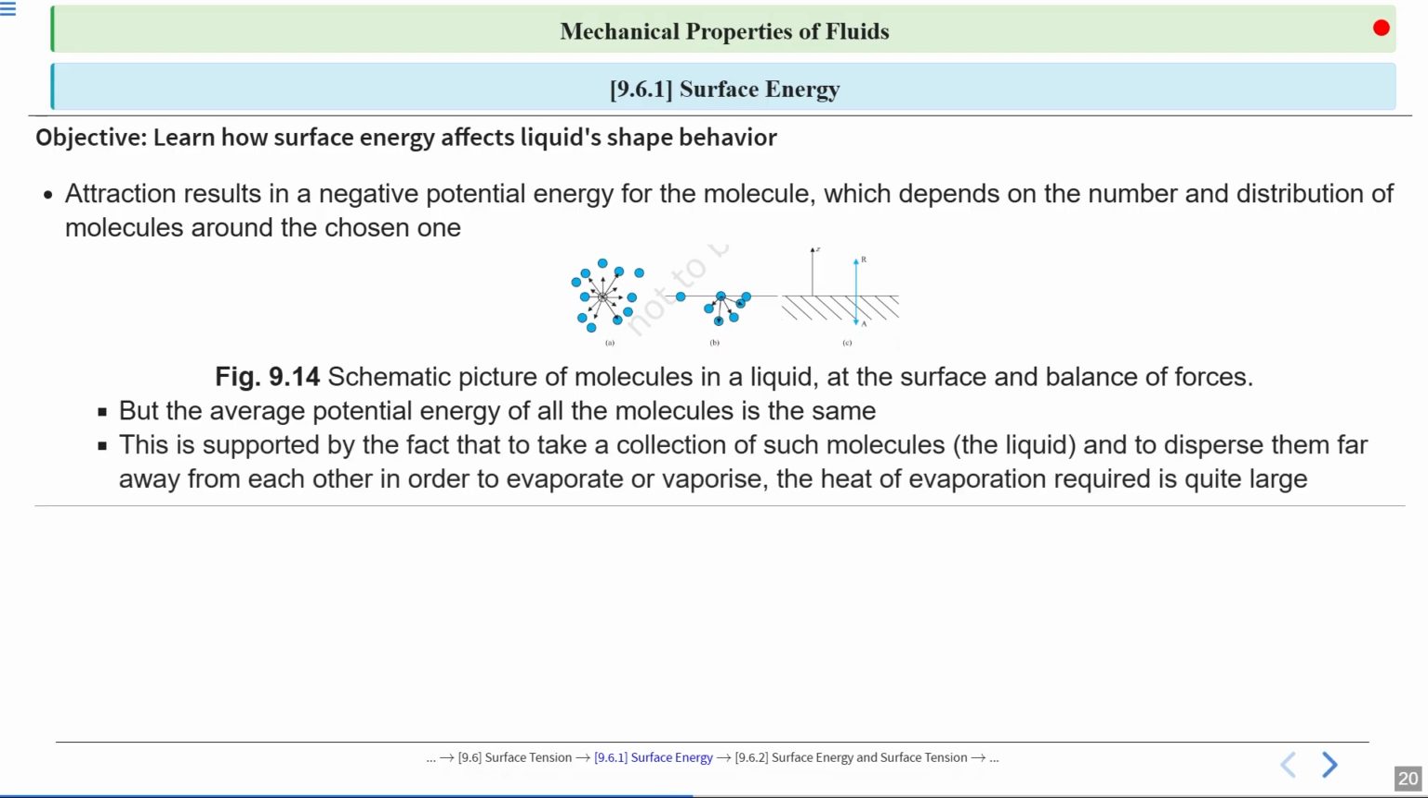This idea is supported by the fact that it takes a lot of energy to completely separate all the molecules in a fluid. Like when we evaporate water, the heat of evaporation is the energy needed to break these attractions and turn the liquid into vapor. For example, to evaporate 1 kilogram of water at 100 degrees Celsius, we need about 2.26 million joules of energy. This shows just how strong the molecular attractions are in a liquid.